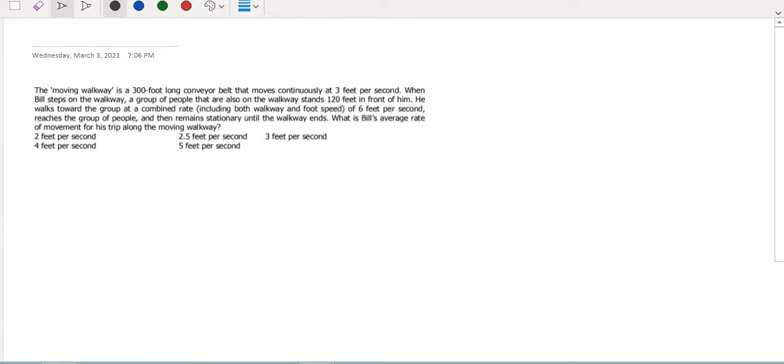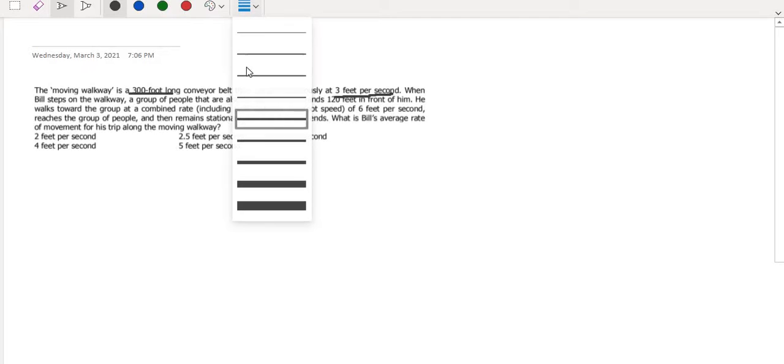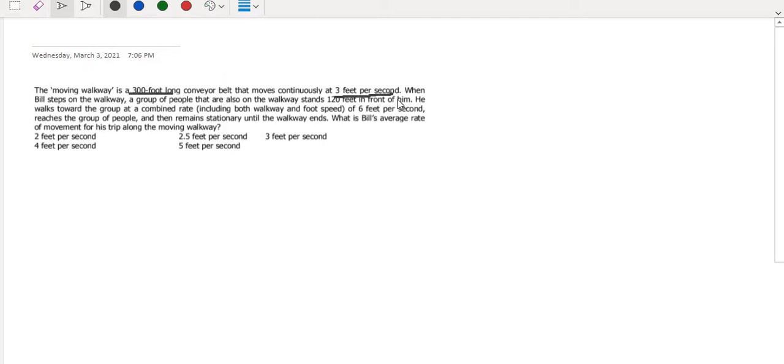So this question is about a moving walkway which is 300 feet long, and this walkway moves at 3 feet per second. So it moves at the speed of 3 feet per second. Bill steps on this walkway and there is already a group of people standing 120 feet in front of him.